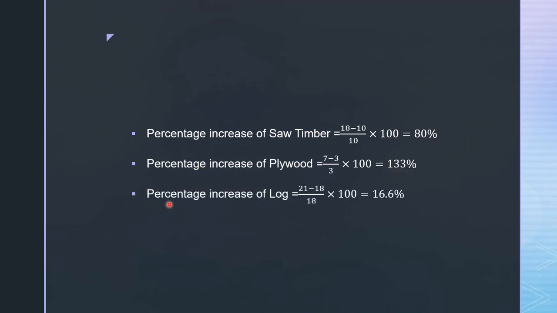And next is the percentage increase of log, that is 21 minus 18 divided by 18 into 100, that is we get 16.6%. So what is the maximum percentage? That is the plywood value. So option B is the right answer. Okay, so plywood is the right answer. This is the maximum percentage value over the period. Okay, coming to the next question.